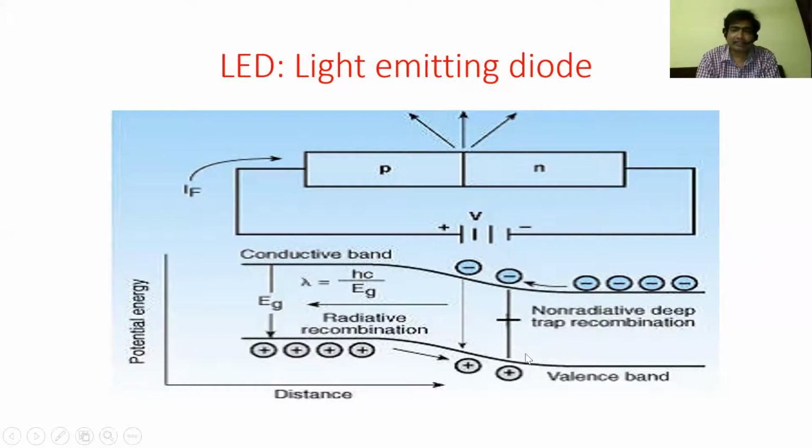So here you can observe this is the energy level diagram. This is the conduction band of P region and this is the valence band of P region. This is the conduction band in the N region and this is the valence band in the N region. Here, as this is the p region, the majority charge carriers are holes, and you can find them in the valence band. If this is the n region, the majority charge carriers are electrons, and you can find them in the conduction band.